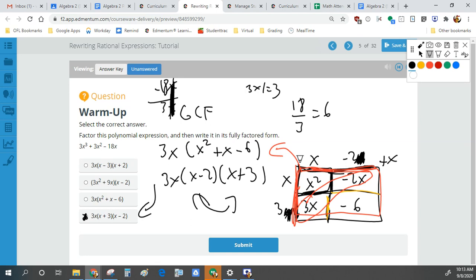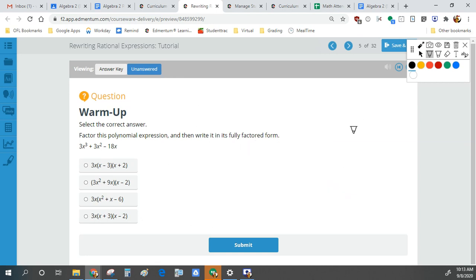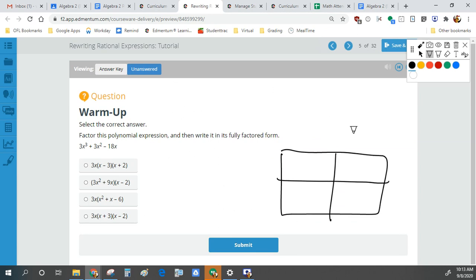Oh, Jacob, you're confused? So, Jacob, if you're thinking about this, think of it this way. We want to find the area of this rectangle, right? And what we're doing here is we're going to say that, oops, I erased too much.